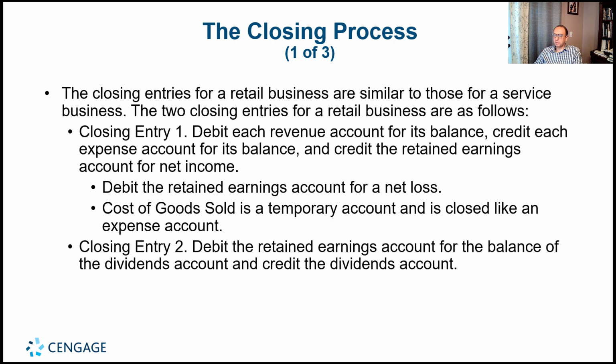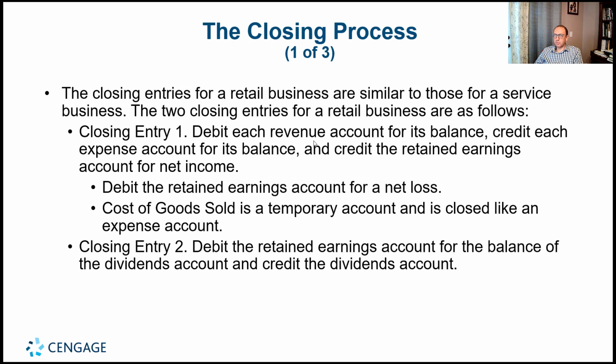We go through the exact same steps that we've done before in chapters 3 and 4. So the closing entries for a retail business are similar to those of a service business. The two closing entries for a retail business are as follows. With closing entry 1, we debit each revenue account for its balance, credit each expense account for its balance, and credit the retained earnings account for the net income. So we debit the retained earnings account for a net loss.